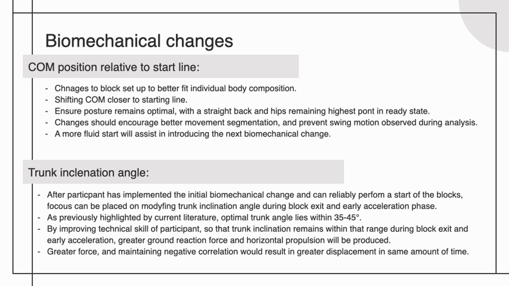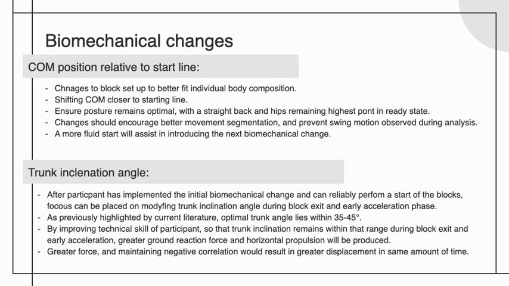We should be able to see a more fluid start that will assist in introducing the next biomechanical change, which is trunk inclination angle. After we get the athlete more comfortable with performing a start, we could then have the athlete target the biomechanical range of 35 to 45 degrees. Again, as the literature said, the optimal trunk angle exiting the block is between 35 and 45 degrees.